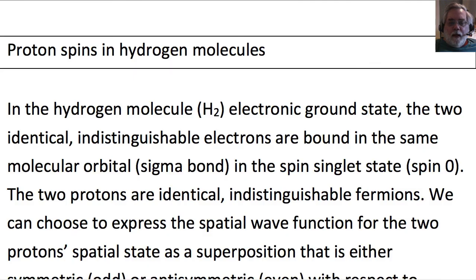Proton spins and hydrogen molecules. In the hydrogen molecule, H2, not deuterium, hydrogen molecule electronic ground state. The two identical indistinguishable electrons, they're bound in the same molecular orbital, a sigma bond, in the spin singlet state, spin 0, and so their spin is not of much interest because it cancels to spin 0.